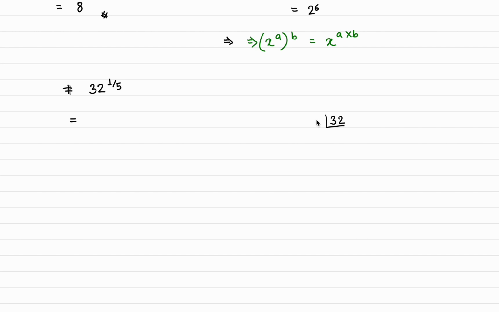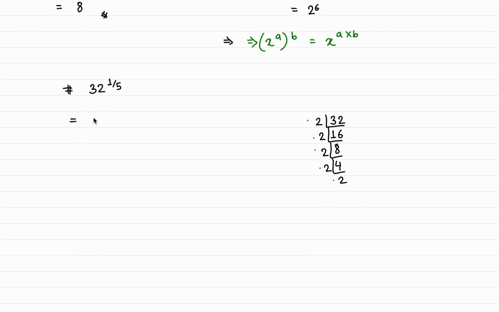So we have 32. We can divide this by 2. 2 times 16 is 32. 2 times 8 is 16. 2 times 4 is 8. And 2 times 2 is 4. So we have 5 2s over here, okay? So we have 5 2s.